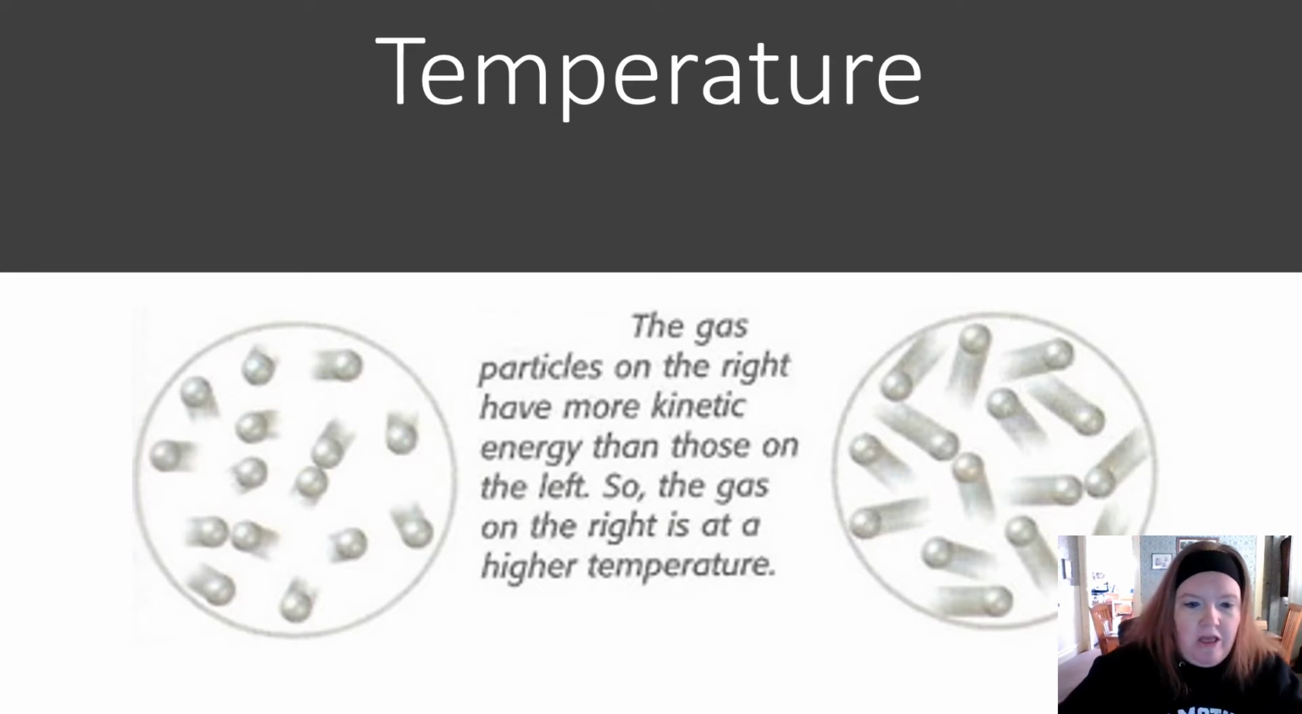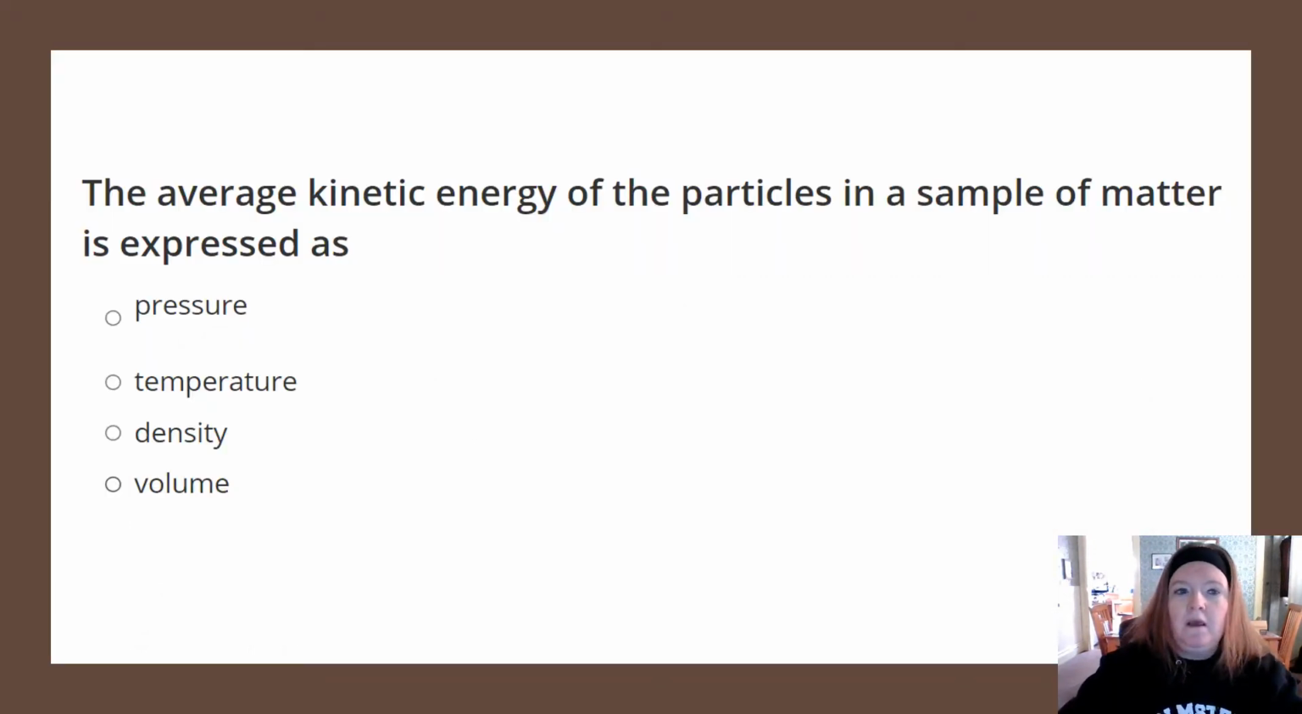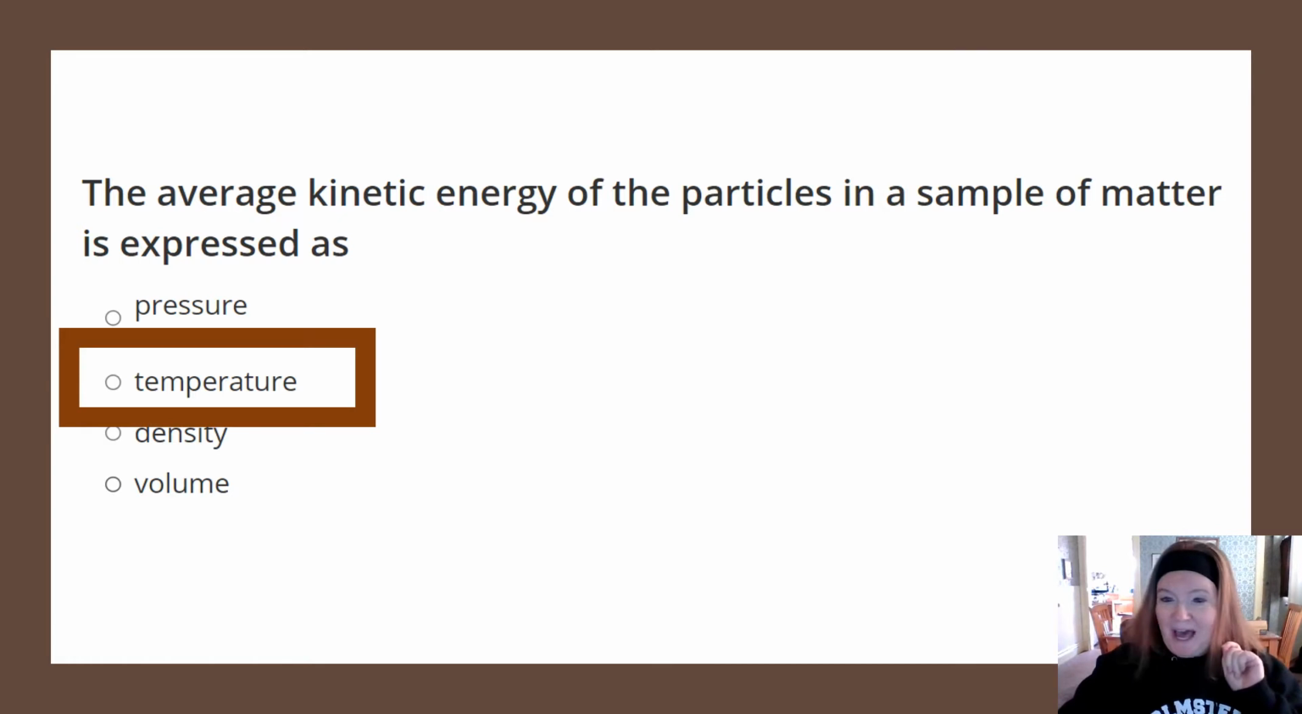So as you can see, the particles right here on this side have less kinetic energy. The particles on this side have more kinetic energy. So these particles on this side right here would be moving faster, which means they would be at a higher temperature. So again, the definition of temperature is a measure of the average kinetic energy of the particles in a substance. All right, so the average kinetic energy of the particles in a sample of matter is expressed as, you got it, temperature.